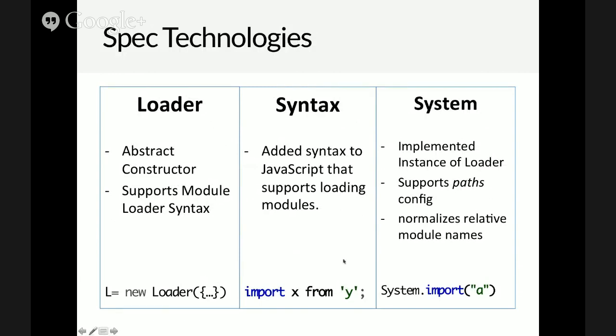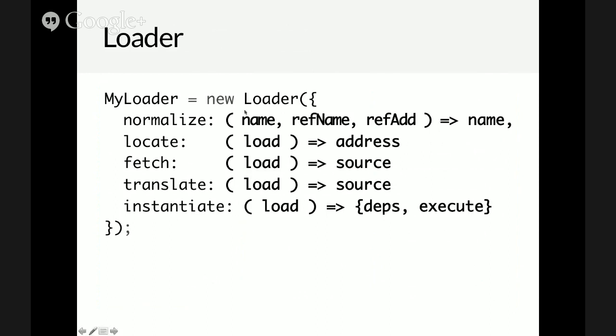The loader, as I said, is kind of an abstract constructor that can be used to create your own custom loaders. To create your own custom loader, you create a new instance of loader, and by convention it's capitalized here, even though this is not a function itself, which is kind of confusing. It's really just like an object with methods on it. To create a custom loader, you call new loader, and you can pass it these hooks. These hooks control the behavior of an import on my loader.